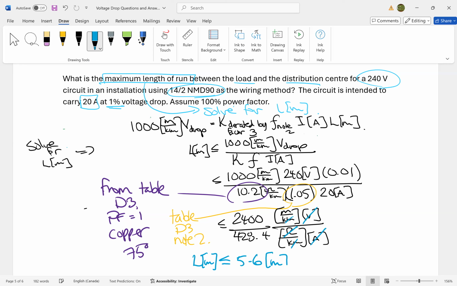5.6 meters. So the maximum length of run is 5.6 meters between the load and the distribution center for this 240 volt, 20 amp application using 14.2 NMD90 if we're only limiting it to 1% voltage drop.